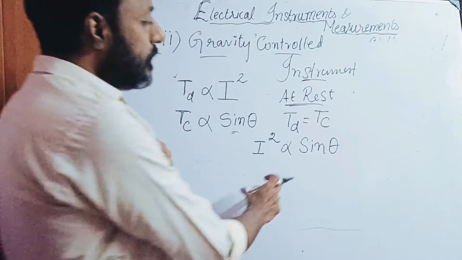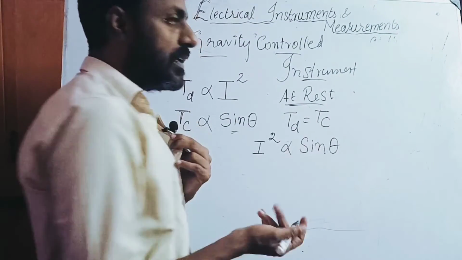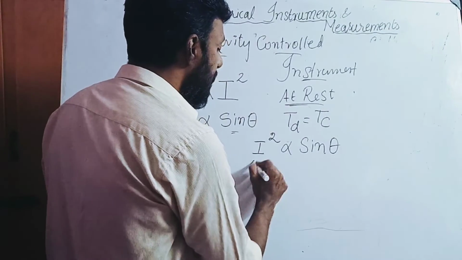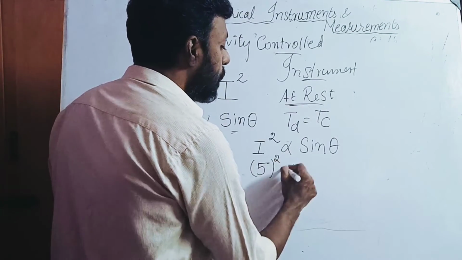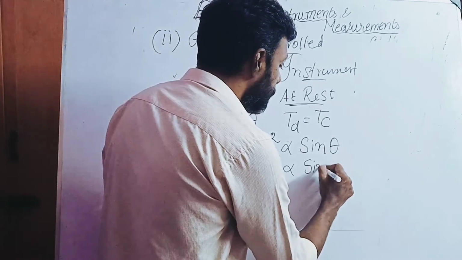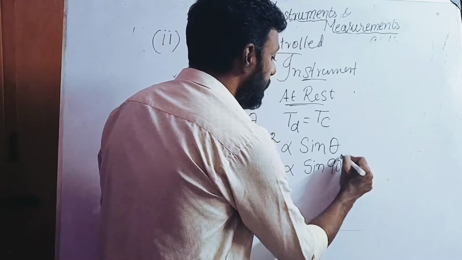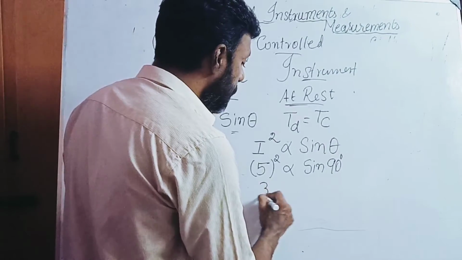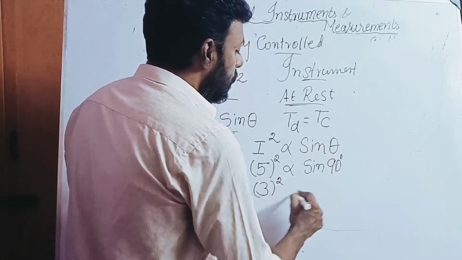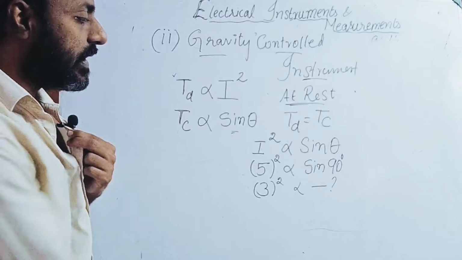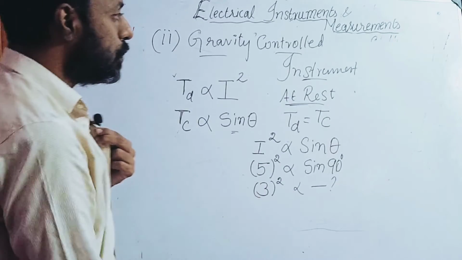So here we have two different things. In the first condition, a current of 5 ampere, that is 5 squared, produces a deflection of 90 degree. So it will be sine 90 degree. Okay, this is sine 90 degree. Now they are asking if a current of 3 ampere, that is 3 squared, what will be the angle of deflection is what they are asking. So similarly, what you need to do is the same thing.